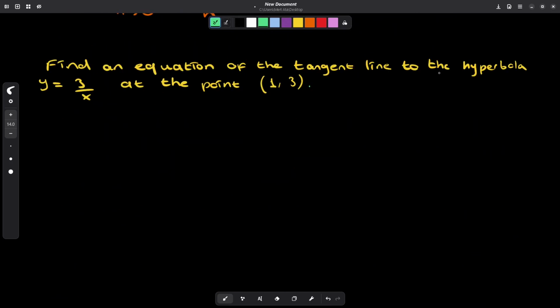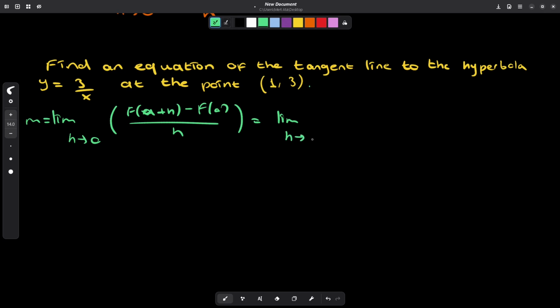Find an equation of the tangent line to the hyperbola y equals 3 over x at the point (1, 3). Let's use the new limit definition that we learned for the slope. For our slope, f(a plus h) minus f(a) over h. Now let's put the values. For a, I have 1, so f(1 plus h) minus f(1). This is over h.